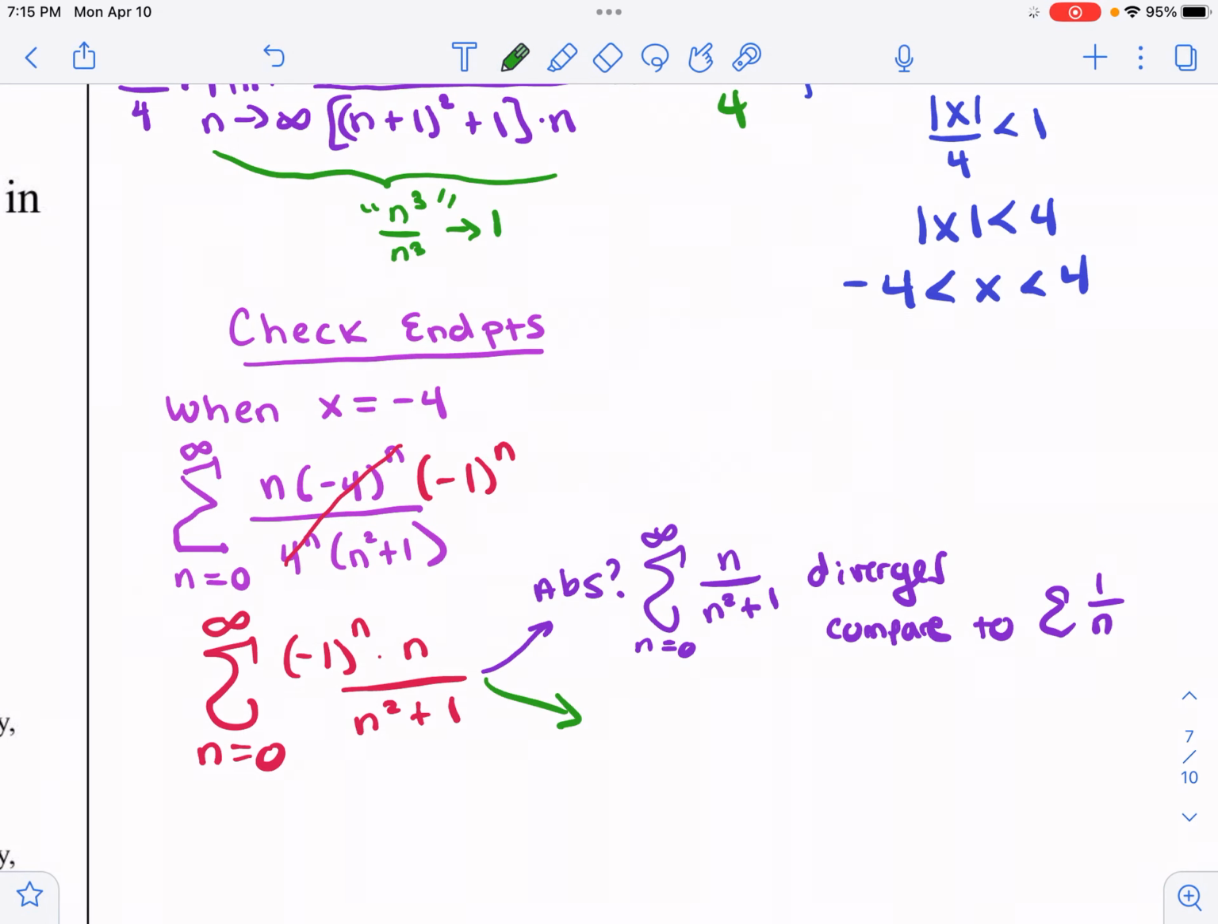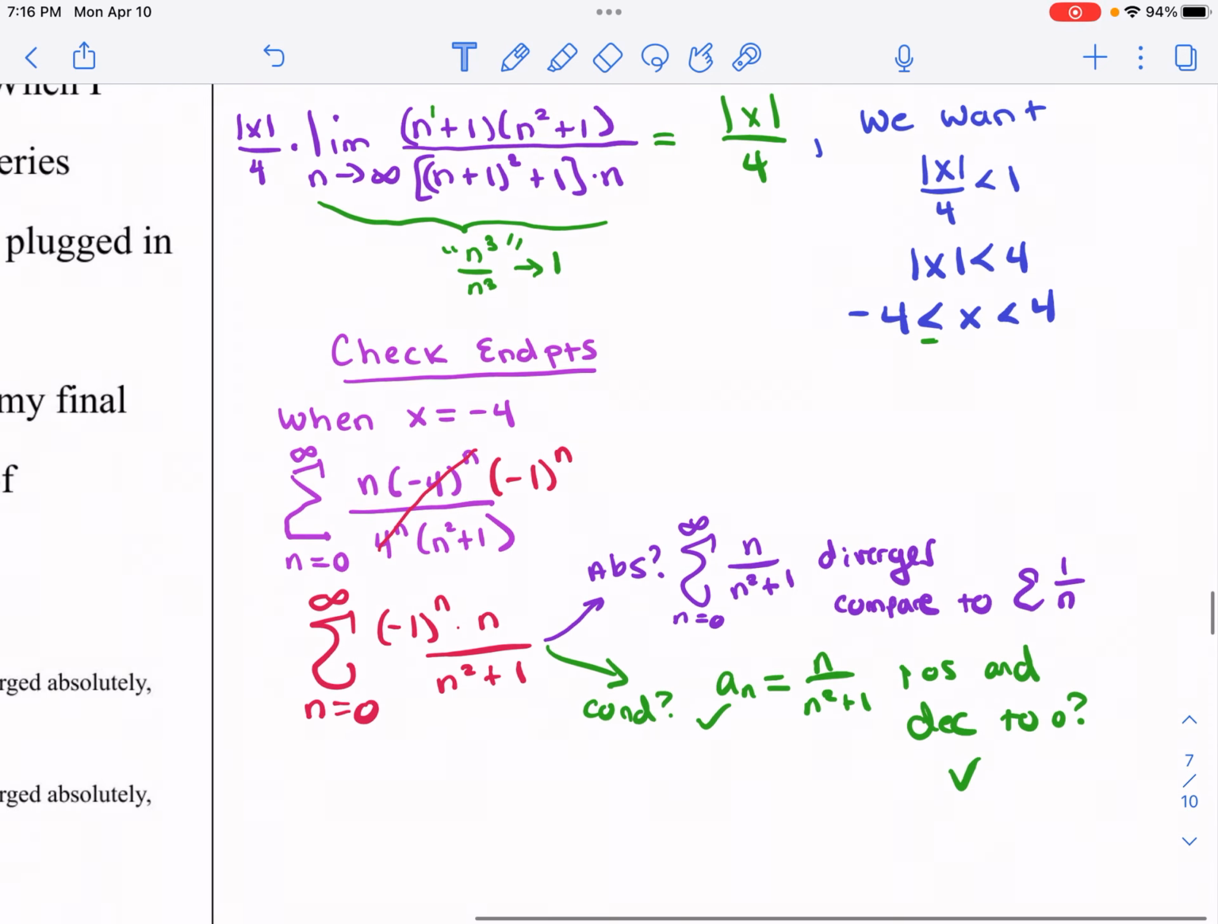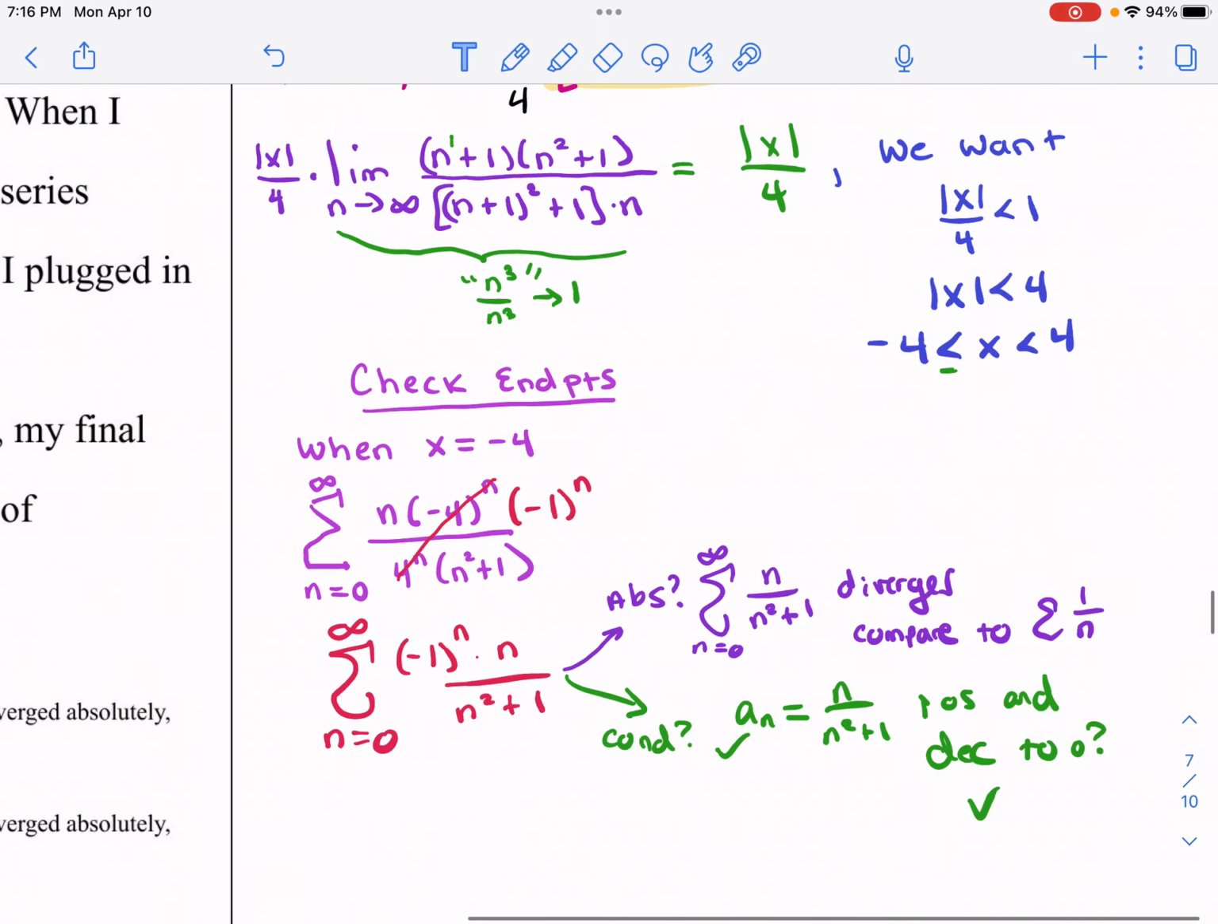So what about conditionally? Conditionally means you just need to determine whether these terms are positive and decreasing to 0. And they are. Okay, so it does converge conditionally, and so we're going to count that. So we put a little or equal to by the negative 4. All right, and now let's check the other endpoint.